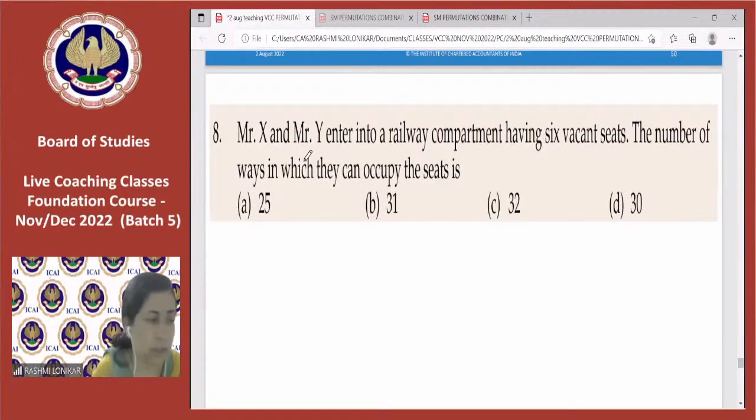Eighth sum, and then exercise. X and Y enter into a railway compartment. So what will be the answer? There are 6 vacant seats and 2 people. So 6p2. So what will happen? 6 factorial upon 4 factorial. So I will get 5 into 6. That is 30 will be the answer.